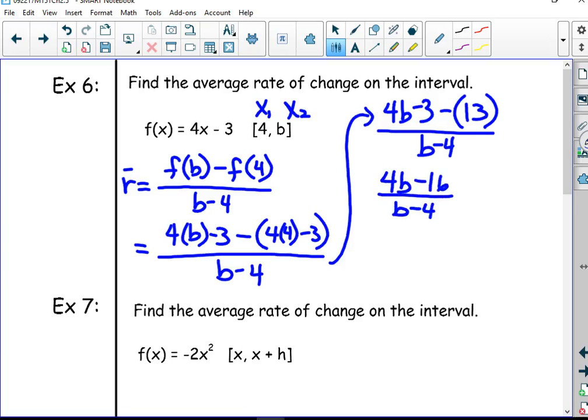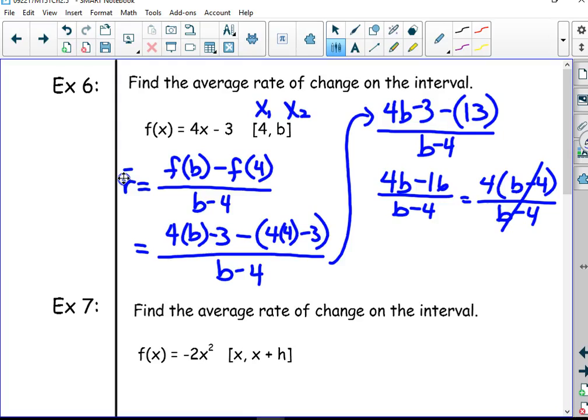Now, this happens with these problems that you can actually factor this. The numerator can be factored to move the 4 out, and we get 4 times b minus 4 over b minus 4, and those will cancel. Now here's the thing I tried though.